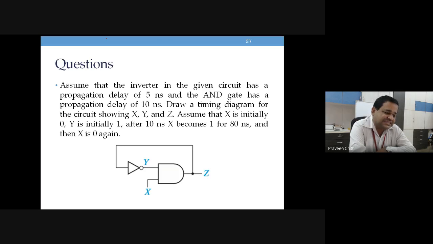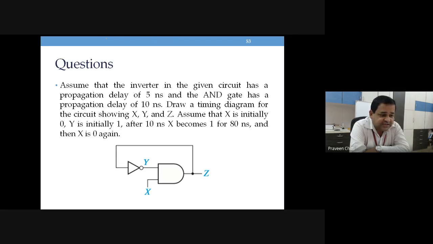I want all of you to try this as homework, because we have already discussed timing diagrams, gate delays and all. You can have a look at this question. Assume that the inverter in the given circuit has a propagation delay of 5 nanoseconds and the AND gate has a propagation delay of 10 nanoseconds. You have to draw a timing diagram for the circuit showing the signals X, Y and Z. Assume that initially X is 0 and Y is 1.